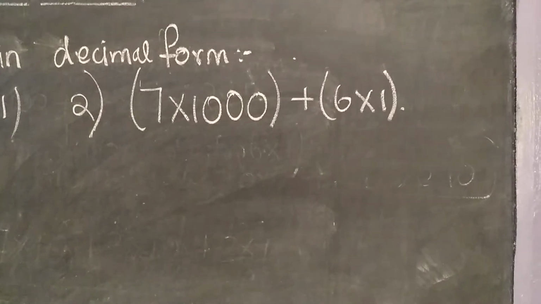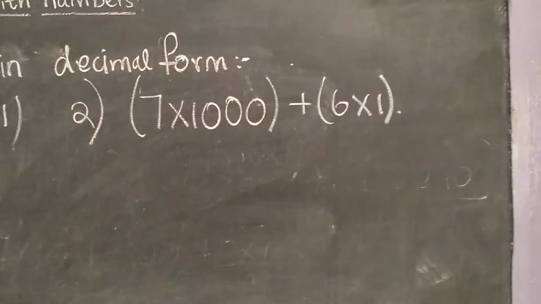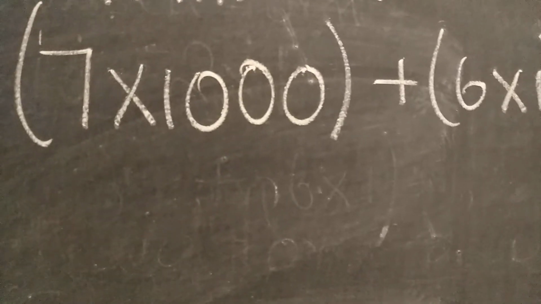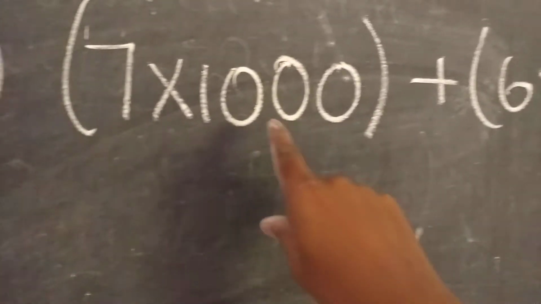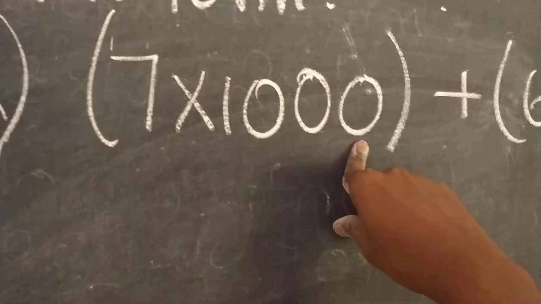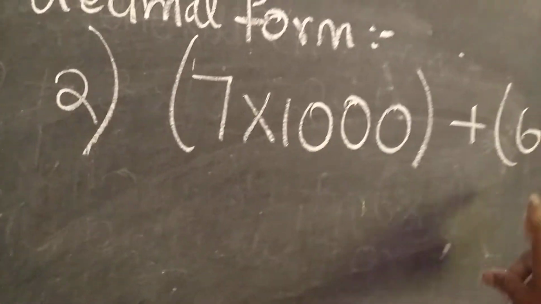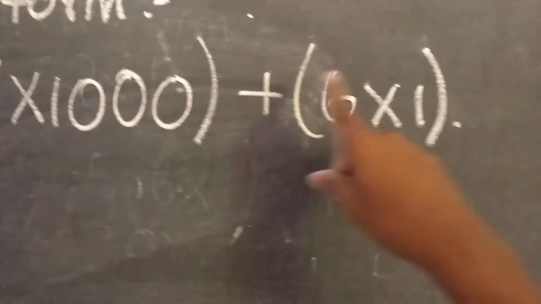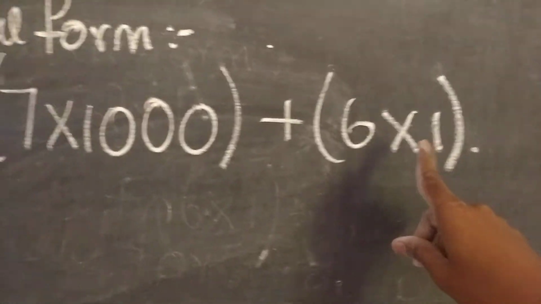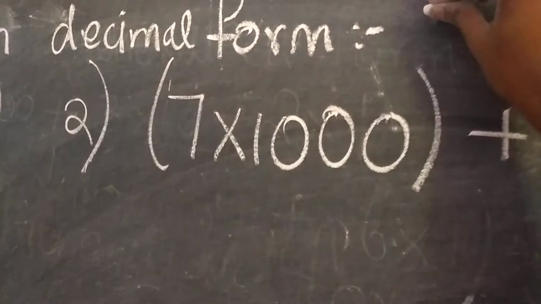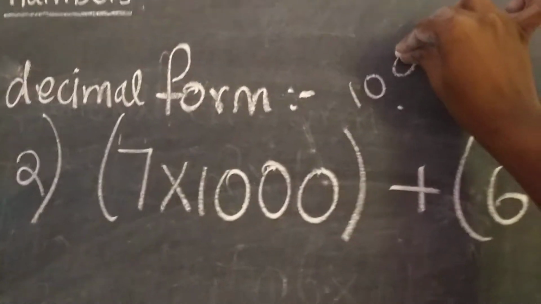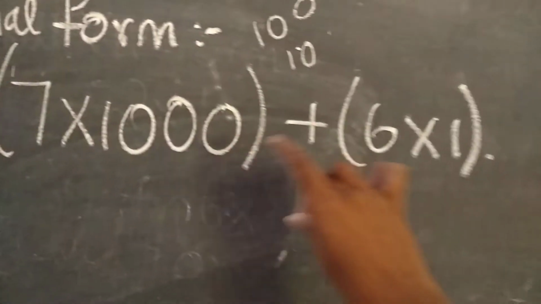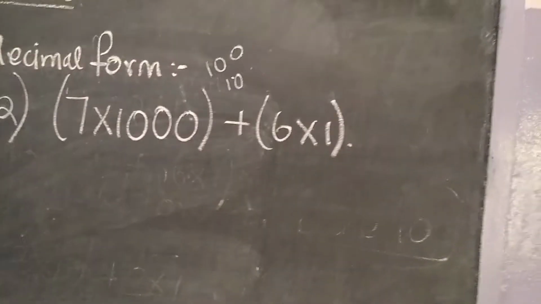In the second one we have 7 into 1000 plus 6 into 1. Before writing the number, as I said earlier, you have to check. See, we are having 1000 here. After 1000, we have to have the hundreds place. But look here, we are having the units place. So two things are missing: the hundreds place is missing as well as the tens place is missing.